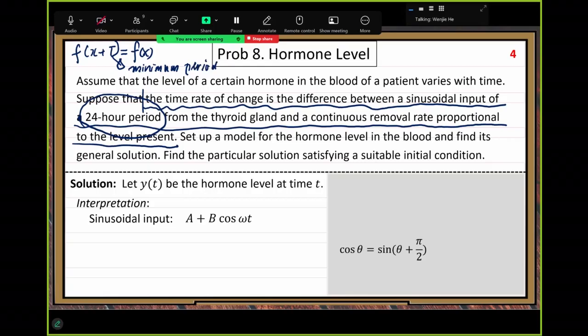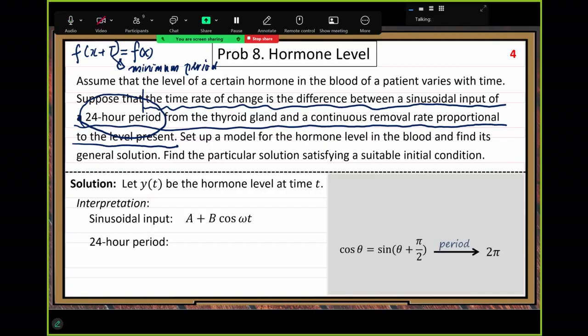Because when T is a period, 2T is also a period, 3T is also a period. Any integer multiple of T is also a period. But we want to take the minimum, otherwise you have so many different periods. So when we talk about it, we always work with the minimum, smallest period. So here, 24 hours is the smallest period. Then let's calculate omega.